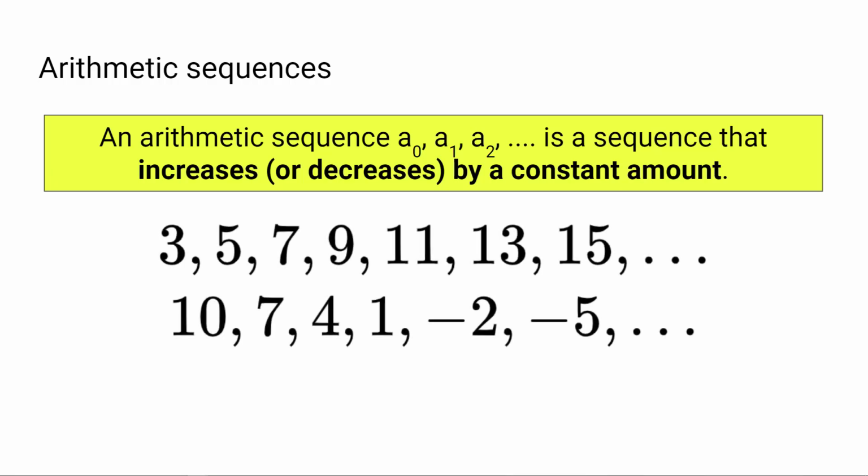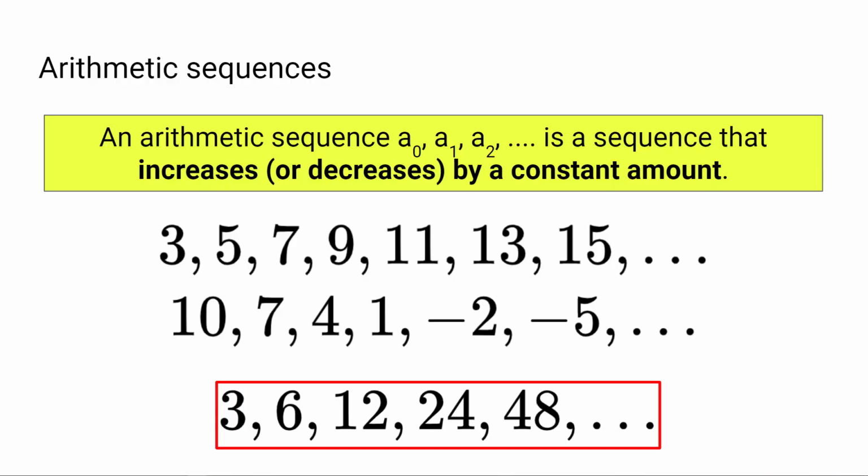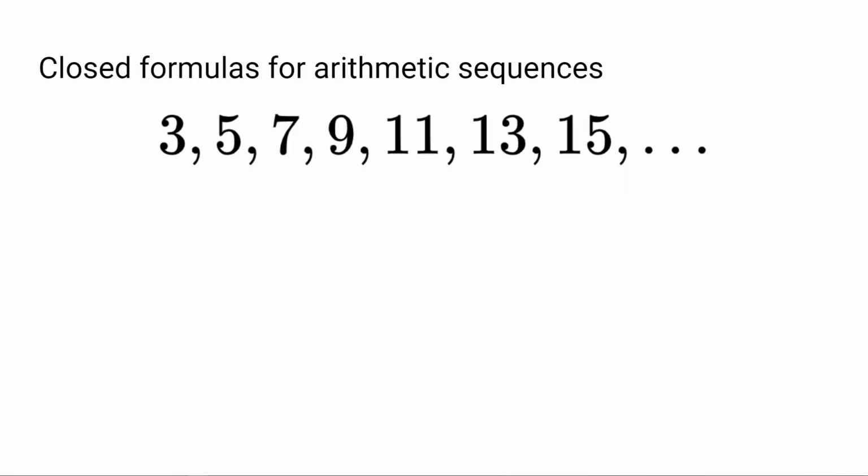The first sequence is arithmetic because the terms increase by a constant amount of 2 each time. The second one is also considered arithmetic, even though the terms are decreasing, because they are still changing by a constant amount, this time dropping by 3 each time. But this sequence is not arithmetic, because the difference between the first and second terms is 3, but the difference between the second and third terms is 6. Since that's not the same amount each time, this is not an arithmetic sequence. Arithmetic sequences increase or decrease like a staircase would, always moving up or down by the same height each time we take a step. Coming up with closed formulas and recursive definitions for arithmetic sequences is fairly easy.